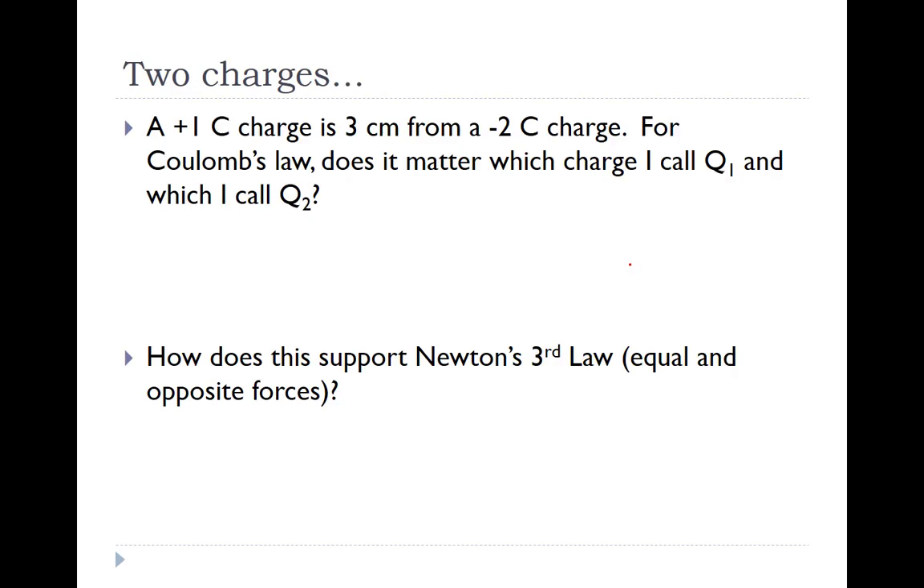Okay, so a 1 coulomb charge is 3 centimeters from a negative coulomb charge. For Coulomb's law, does it matter which one I call Q1 and which one I call Q2? If you think about the formula, F equals K times Q1 times Q2, notice the nice absolute values there, over R squared, and I use small q or I use capital Q. Either way, Q is charge, almost universally. I can't think of an exception in physics off the top of my head where Q means something other than charge.